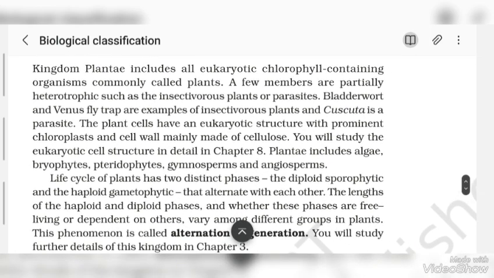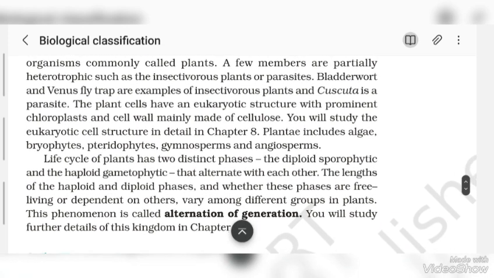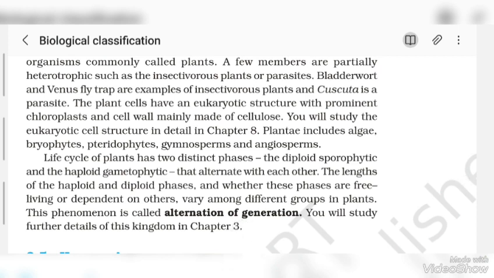Kingdom Plantae. Kingdom Plantae includes all eukaryotic chlorophyll-containing organisms, commonly called plants. A few members are partially heterotrophic, such as insectivorous plants or parasites. Bladderwort and Venus flytrap are examples of insectivorous plants, and Cuscuta is a parasite. The plant cells have an eukaryotic structure with prominent chloroplast and cell wall, mainly made of cellulose. We will study the eukaryotic cell structure in detail in chapter 8. Plantae includes algae, bryophytes, pteridophytes, gymnosperms, and angiosperms.